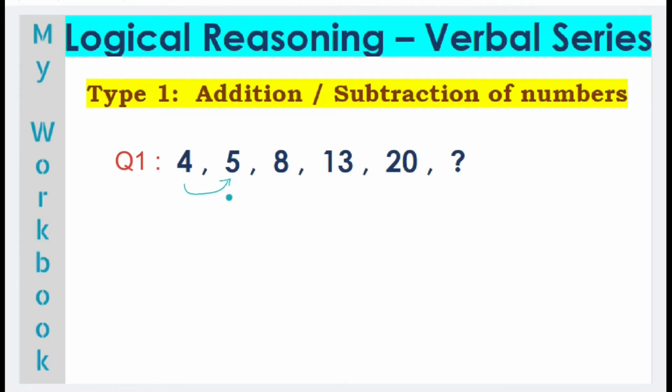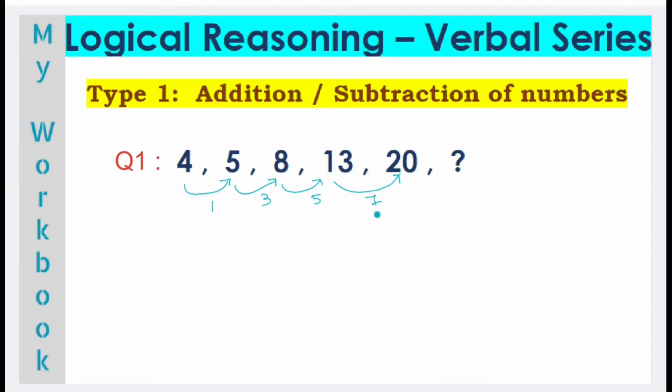5 minus 4 will be 1. 8 minus 5 is 3. 13 minus 8 will be 5. 20 minus 13 is 7. So these are the differences between the successive elements: 1, 3, 5, 7. Can you see a pattern here? These are all odd numbers. So consecutive odd numbers are being added to each element to get the next element.